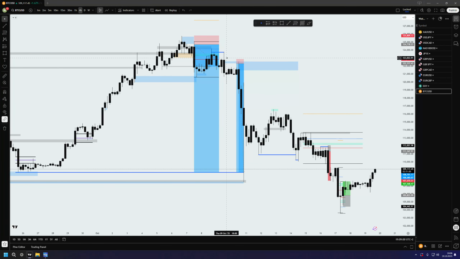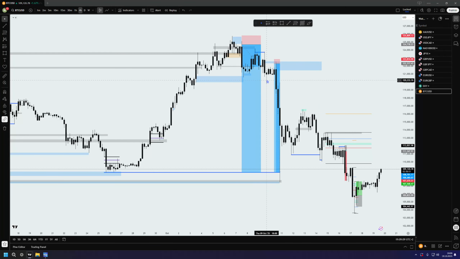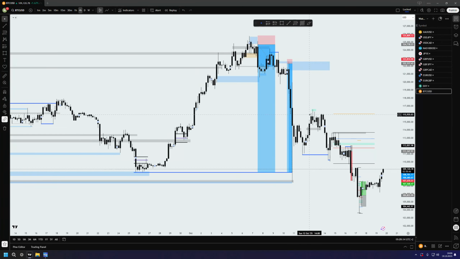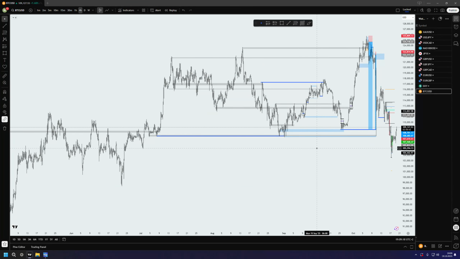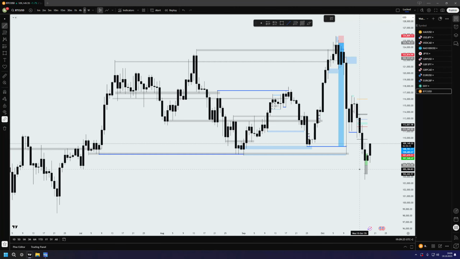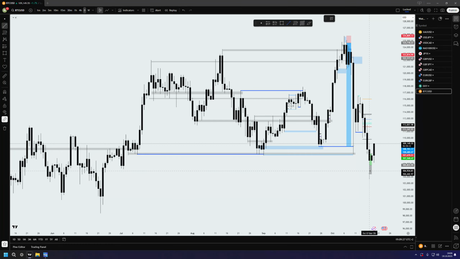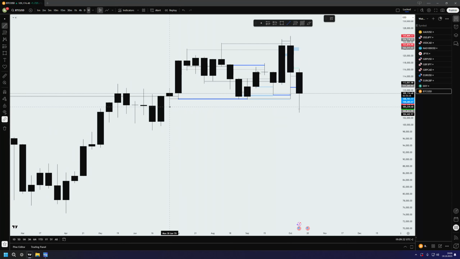As you can see, perfect. Come back to the discount, and then we just went straight down. And this is the tariff crash, which also continued here. And also, I'm gonna talk about why I took a long here, because I'm still in the long. And it's a pretty good example.